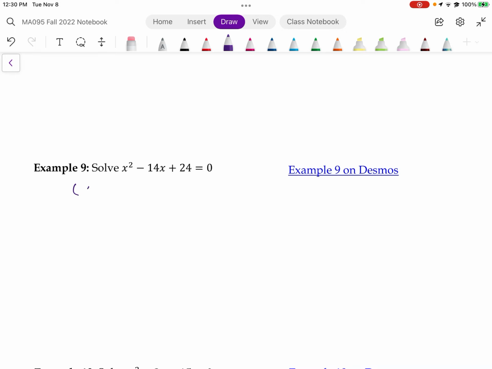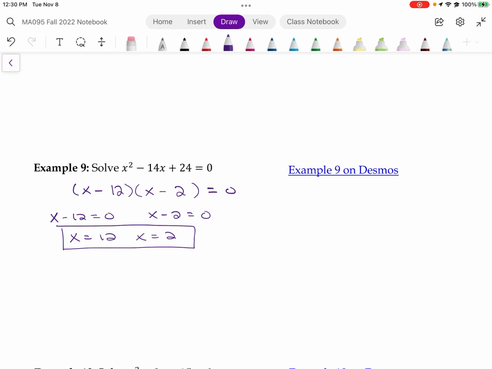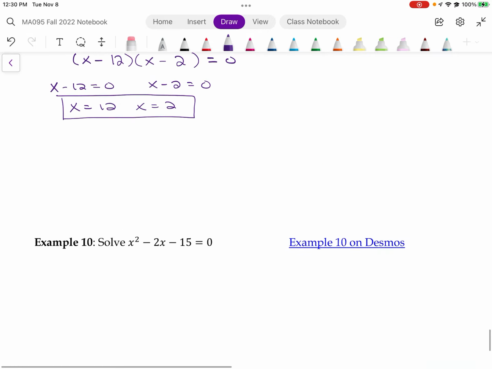Okay, so you just need to factor this. So I get x minus and x minus, and I know that because they multiply to make a positive and add to make a negative. So two numbers that multiply to make 24, 12 and 2, and they're both negative, so they add together to be negative 14. All right, so I get x minus 12 equals 0 and x minus 2 equals 0, so x equals 12 or x equals 2. Again, you can go check on a graph and see that they cross the x-axis at 12 and 2. All right, next one.